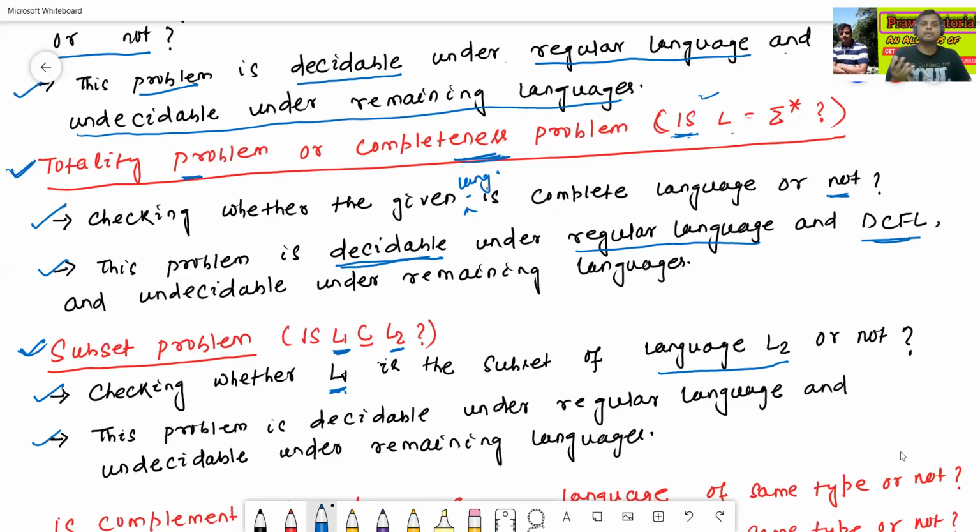Now we'll see whether this problem is decidable or undecidable. This problem is decidable under regular language and undecidable under the remaining languages. Remaining languages means similarly CFL language, DCFL language, CSL language, recursive language, and REL language. So these are some undecidability problems. Now we'll see the next undecidability problem.